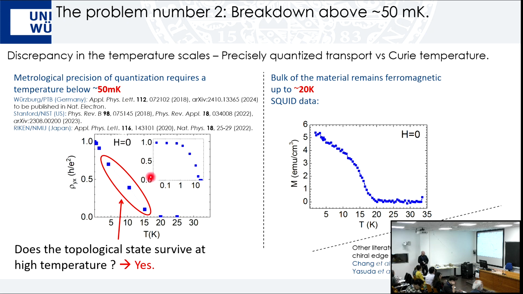And the important question is, does the topological state survive at these high temperatures, even though we do not see directly the quantization? And I will try to convince you the answer is yes. The edge states are still there. They're very happy. There are just some issues with the device, which I will discuss. It's also worth noting that there's other literature out there also showing some degree of evidence that the edge modes indeed survive at higher temperatures.